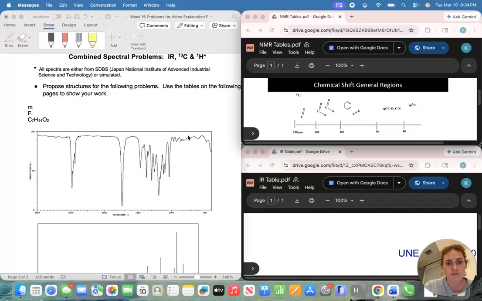This is going to tell us that we're going to have one double bond or one ring, cyclohexane ring, in our compound. So this could be a carbon-to-carbon double bond or carbon-to-oxygen double bond.